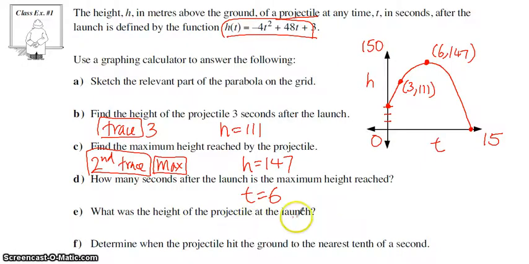What is the height of the projectile at the launch, which means the initial value? Which means your y-intercept. So the answer is the height is 3. It starts at the height of 3.